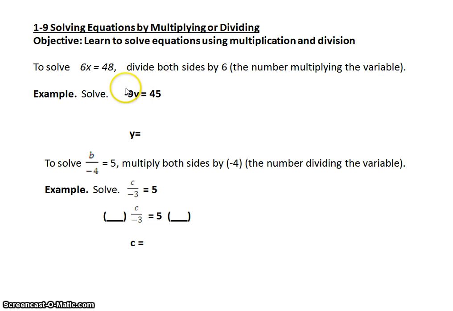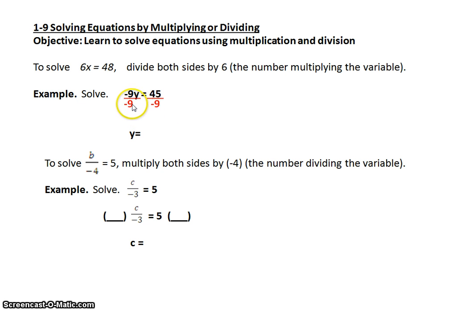If you look on the left-hand side of the equation, y is not by itself. Y is being multiplied by a negative 9. So we want to undo the multiplication. The inverse operation of multiplication is division. So we would divide the left-hand side by a negative 9. We can do that as long as we divide the right-hand side by a negative 9.